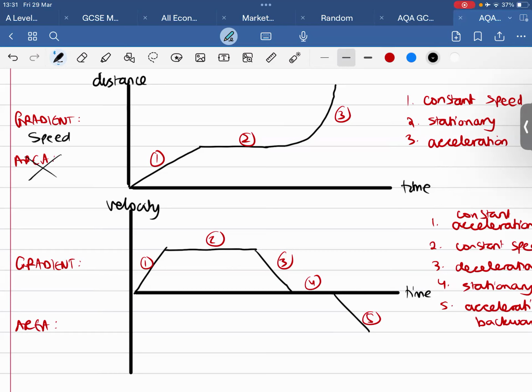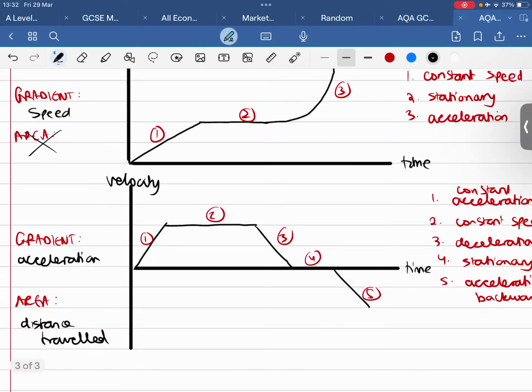What about the gradient in a velocity-time graph? It tells you the movement of your speed. Acceleration. Oh, right. Yeah, exactly. The change of your speed, which is acceleration. Cool. And the area under the graph would tell you your distance traveled.